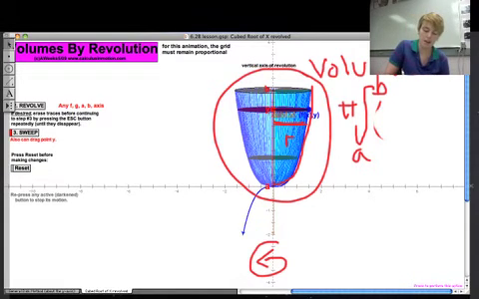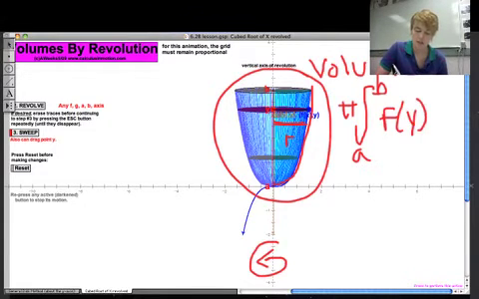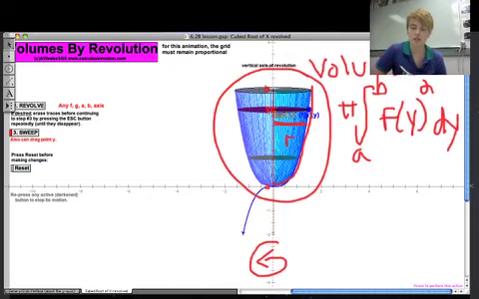I'm going to say that instead of f of x, I'm going to use f of y to be my radius, and I'm going to square it because it's radius squared. And then my thickness is going to be called delta y, or dy. So basically, if I go around the y-axis, I change all the variables to y's instead of x's. Here's how you do that.